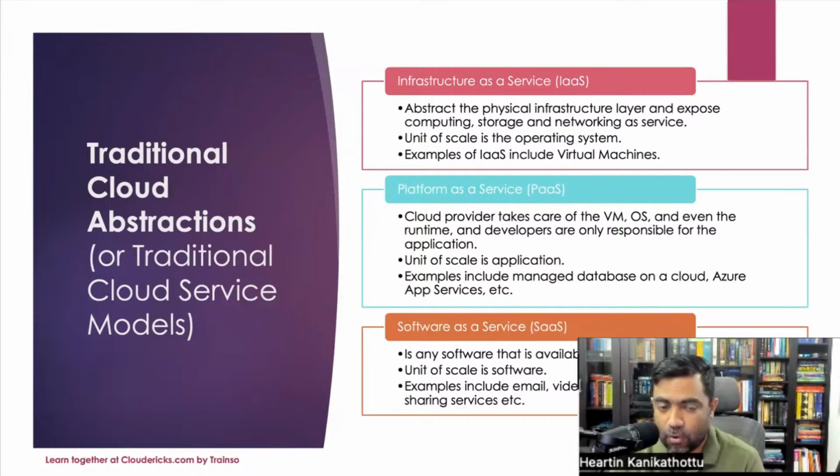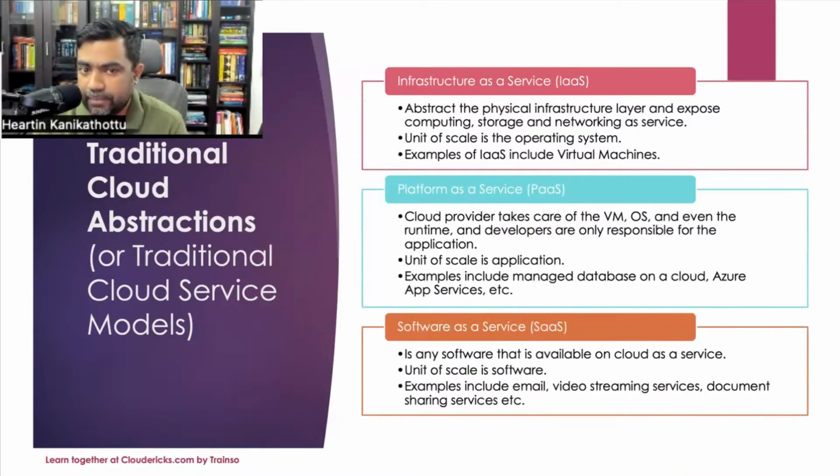Traditional cloud abstractions or cloud service models. Why I mentioned traditional cloud abstractions is because when cloud came and when I started learning cloud, for many years, all the comparison charts used to refer to these 3: infrastructure as a service, platform as a service, and software as a service. But as cloud progressed, we now have a lot more additional cloud abstractions, as we will see in later slides. So the traditional cloud abstractions, infrastructure as a service.